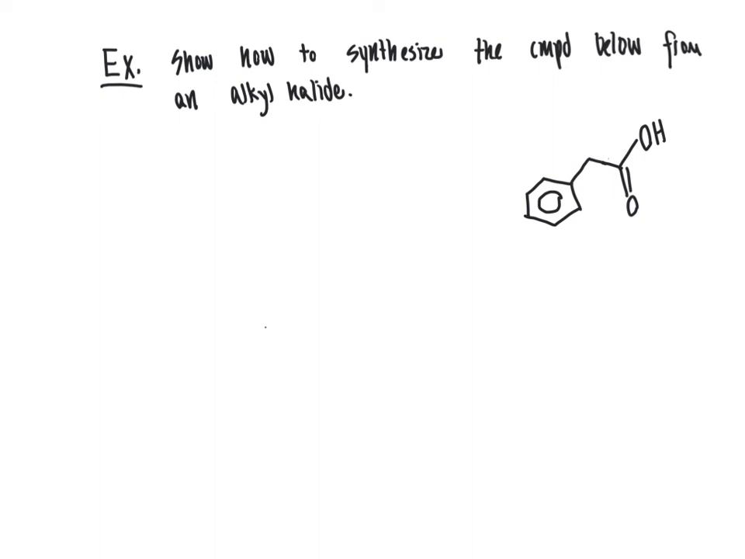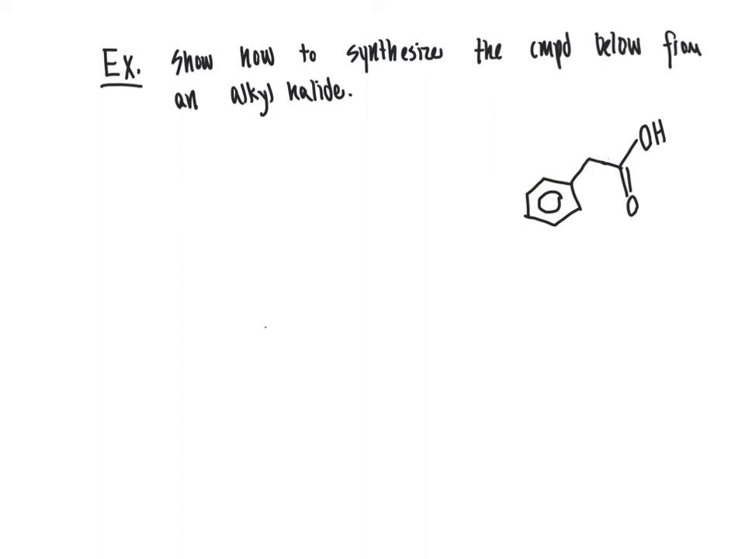Now, to test our understanding of what we've learned today, we'll do an example problem here to wrap up, which is to show how to synthesize the carboxylic acid compound that we see here from an alkyl halide. This indicates that it might not be just one reaction that we need to directly transform an alkyl halide into the carboxylic acid product, but instead we may need to run multiple reactions. So we're trying to show a pathway to go from an alkyl halide all the way to our carboxylic acid as our final product.